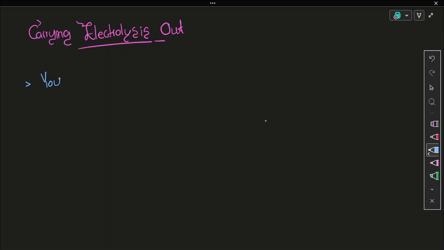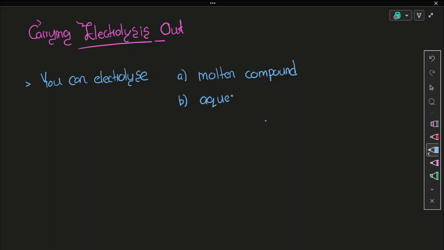So just to refabricate everything that we learned before, now we clearly know that you can electrolyze molten stuff. So you can electrolyze a molten compound. Molten is simply melted, okay? No big deal. Or you can electrolyze an aqueous compound. So that's what you can do. To really suture this into your mind, we're going to be starting off with a molten compound. So example 1, we'll be talking about molten compounds.